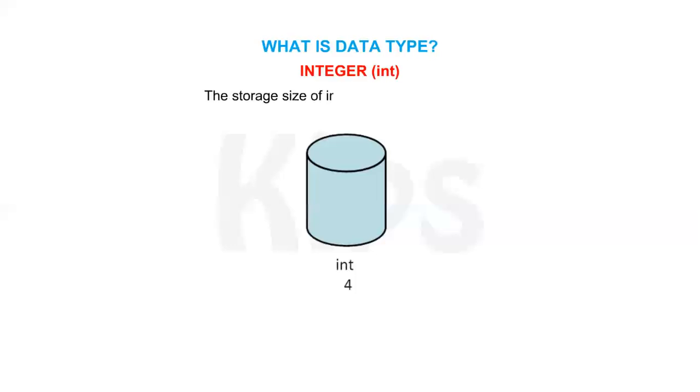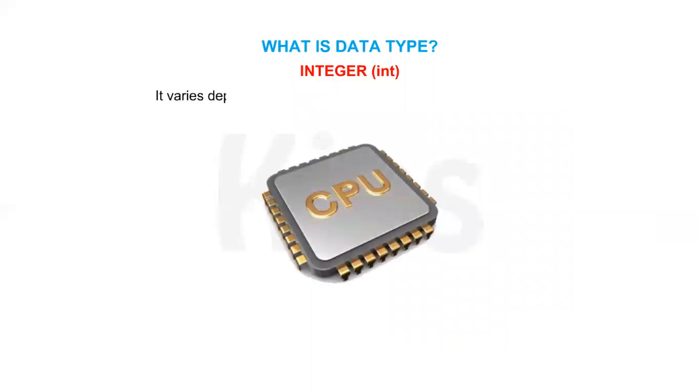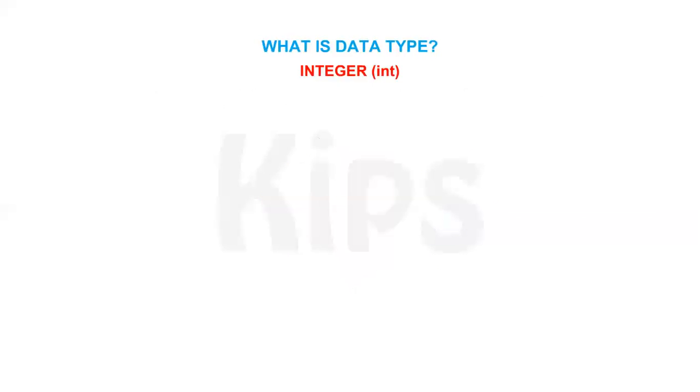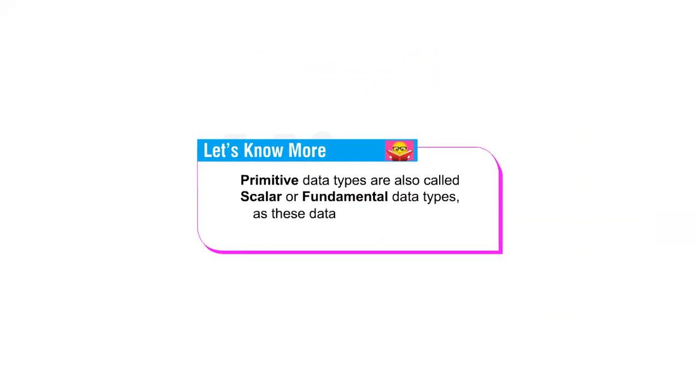The storage size of integer data type is 2 or 4 bytes. It varies depending upon the processor and the CPU that we use. For example, int variable1; Here variable1 is a variable of type integer. Let us know more. Primitive data types are also called scalar or fundamental data types, as these data types are used to represent a single value in a program.